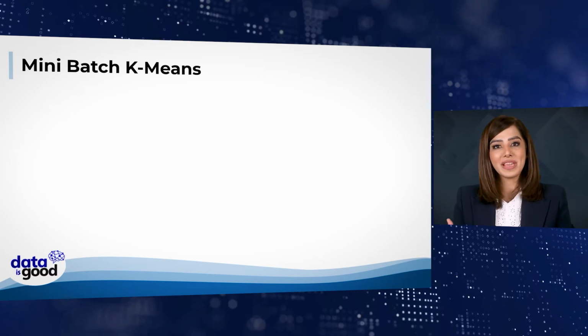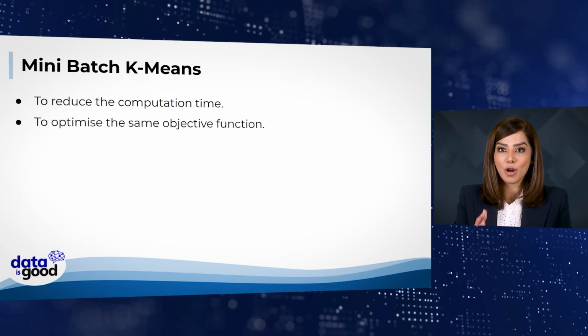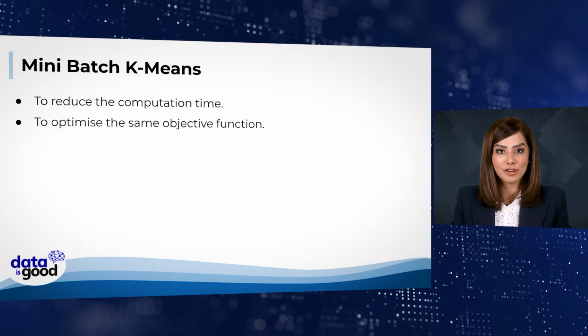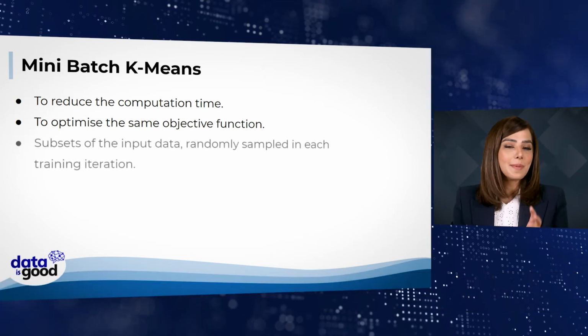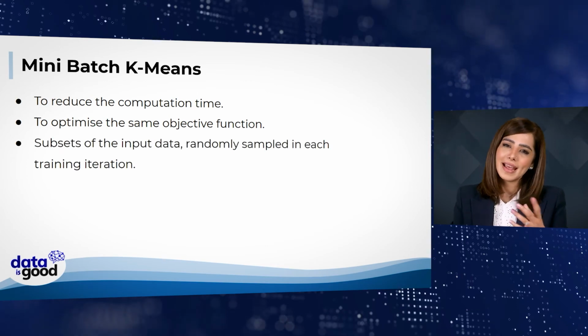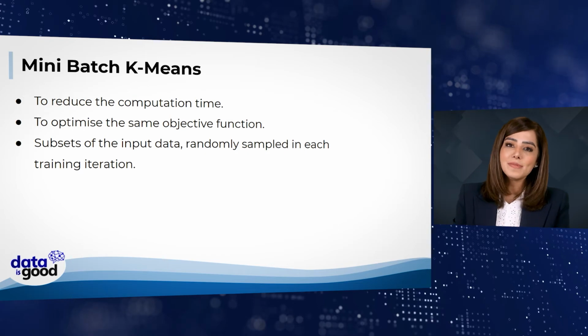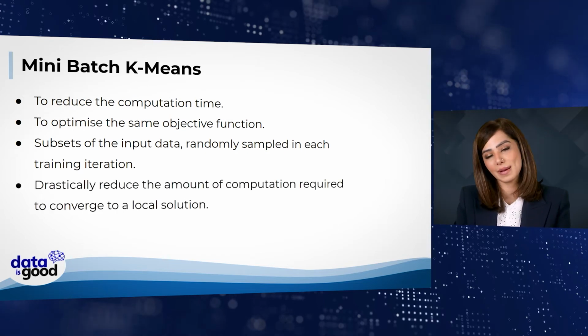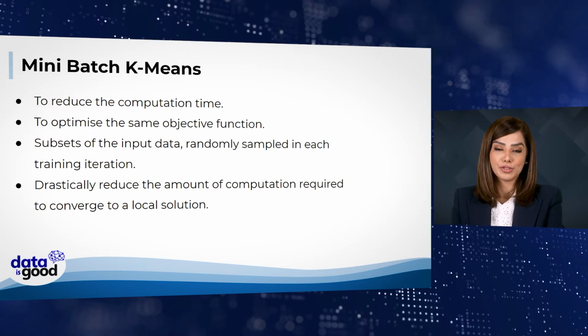The mini-batch k-means uses mini-batches to reduce the computation time while still attempting to optimize the same objective function. So let's try to understand what mini-batches are. Mini-batches are subsets of the input data randomly sampled in each training iteration. These mini-batches drastically reduce the amount of computation required to converge to a local solution.